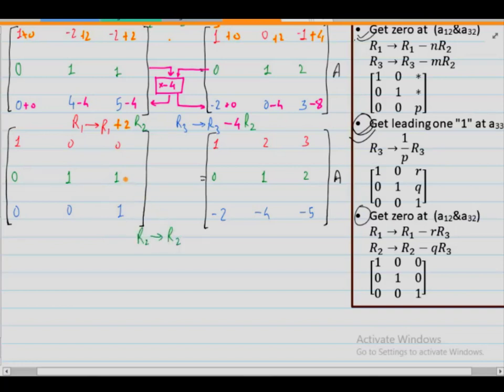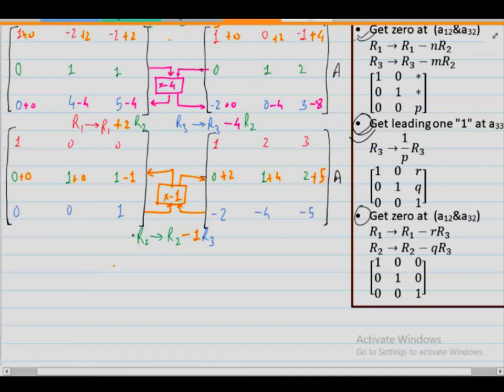R2 gives R2 minus R3, or we can say 1 R3. Okay, that means we have to multiply the third row with -1 and then add it to the second row, so we will get 0, 0 and -1. Same thing on the right side will give us +2, +4 and +5.